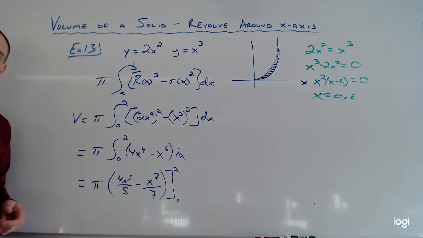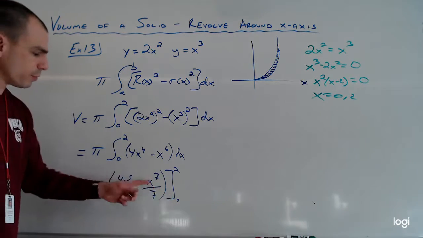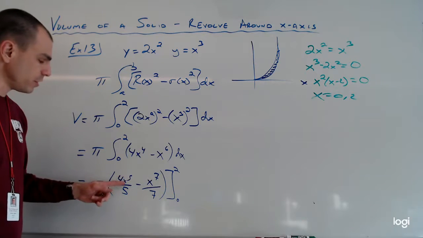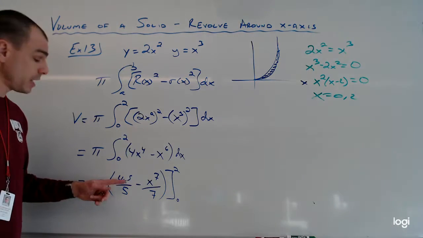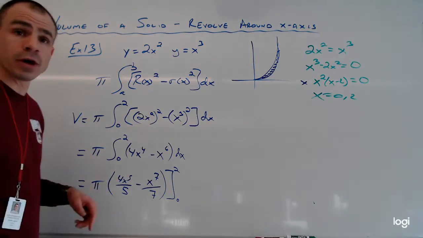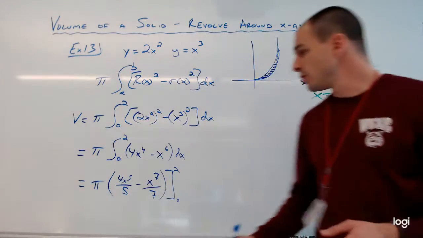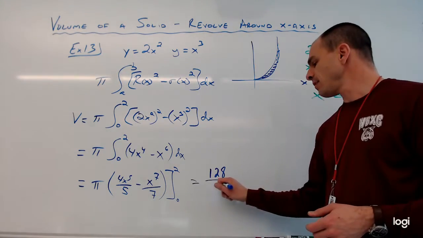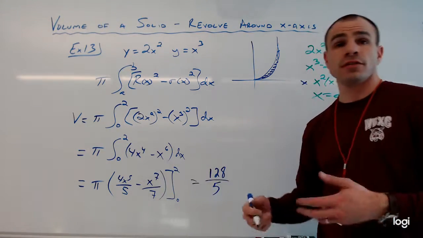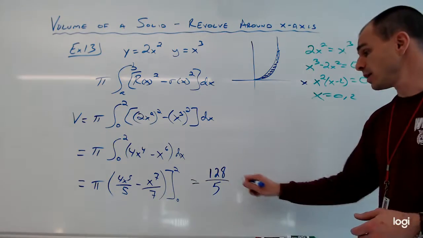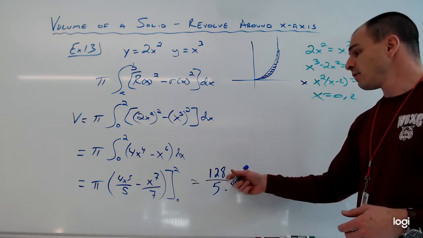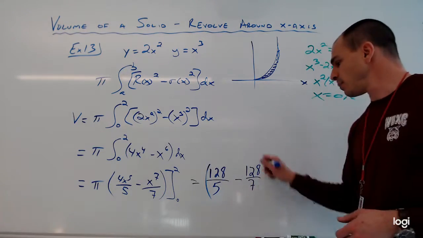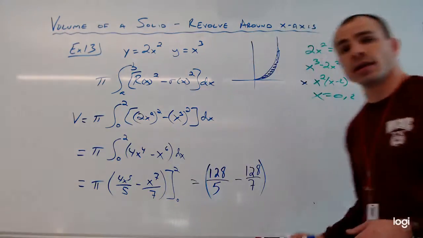That's being evaluated from 0 to 2. When we plug in 0, we're going to get 0, so really we only need to plug in the 2. When we do so, 2 to the 5th is 32, and we're going to multiply that by 4, which would be 128. So we have 128 over 5. And when we plug in 2 there, 2 to the 7th, just as before, is 128. So 128 fifths minus 128 sevenths. And keep in mind that we still have our pi right here.